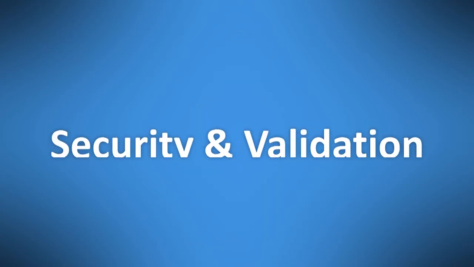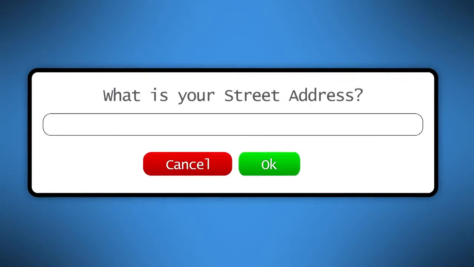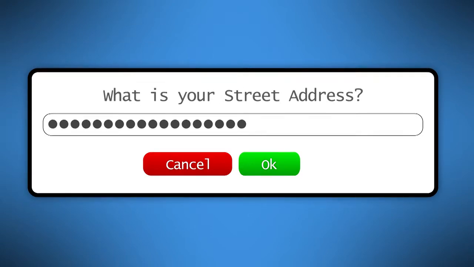Let's talk for a moment about security and validation. At certain times during the class, you'll see a small window pop up. The window will ask for a bit of personal information that you gave when you enrolled in our course. Once you enter that information, you'll be allowed to proceed in the course.